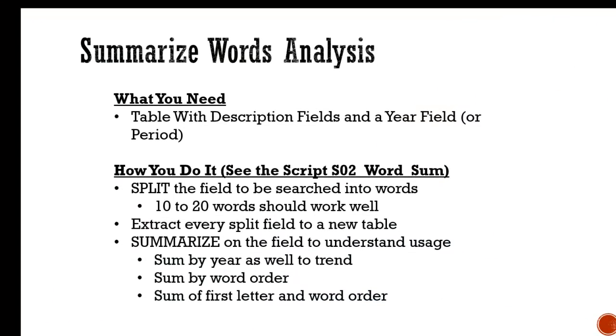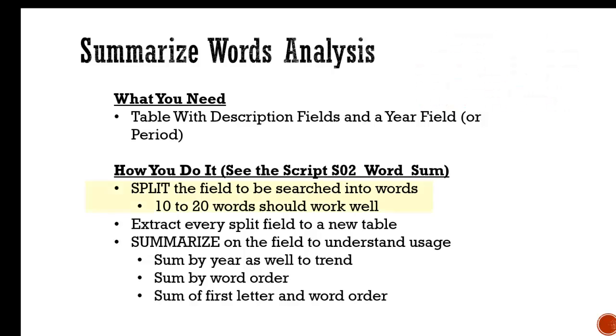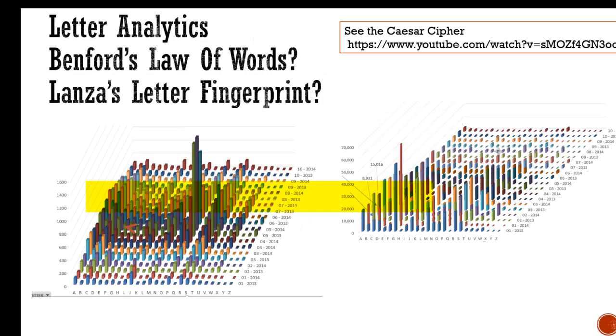Now, what I'm going to do in ACL is take the data file that has a description field. It's a general ledger description, about 500,000 records of real data, 2013 versus 2014. That's all we're doing. It's about 250,000 records per year, 500,000 records. And what I do is I split up the word field into 10 words. That's done in ACL. I then do some summaries and analysis, which are then fed to Excel.